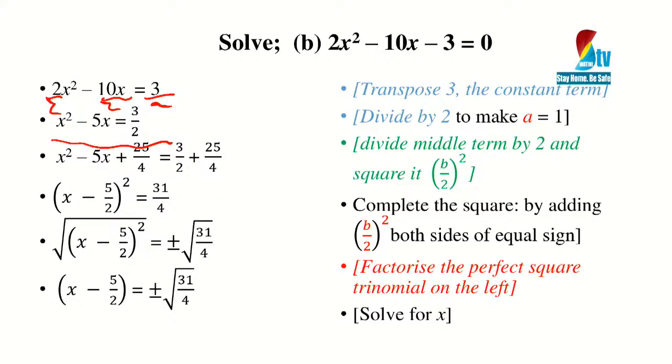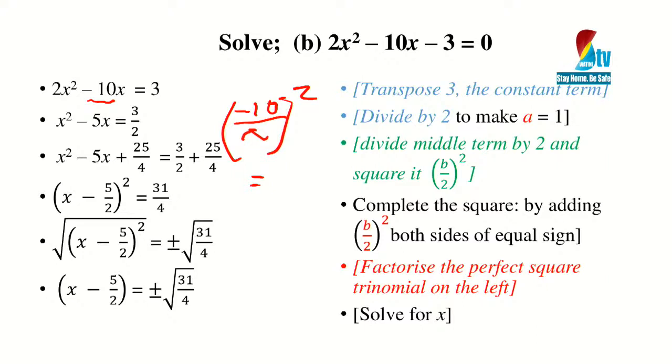Now we have to complete the square on the left hand side. How do we complete the square? We have to add a number on both sides, so that the left hand side is a perfect square. The number we get by dividing the coefficient of x, which is the middle term, by 2. So it's going to be negative 10 over 2. Then we square.